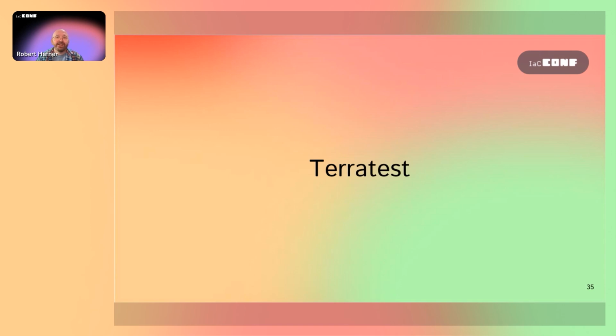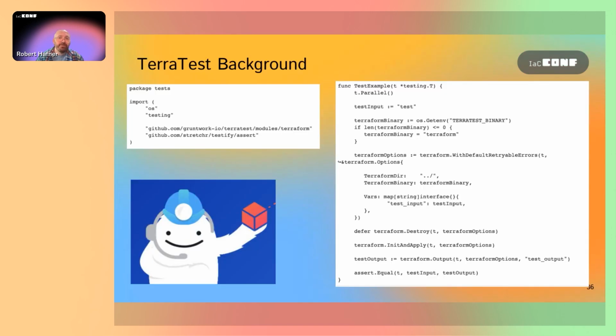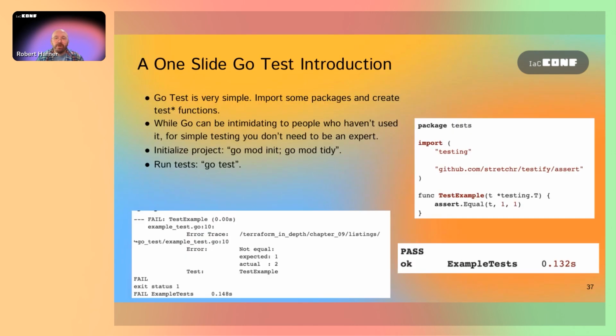All right, TerraTest. TerraTest is a fantastic tool written in Go on top of the Go test framework. You can see here we've got a very simple example of it on the side where we include an environment variable to allow us to switch between Terraform and Tofu. Go testing is very easy. TerraTest is built on top of the Go framework, so you just create your test functions, you run a script, and it tells you whether you've passed or failed.